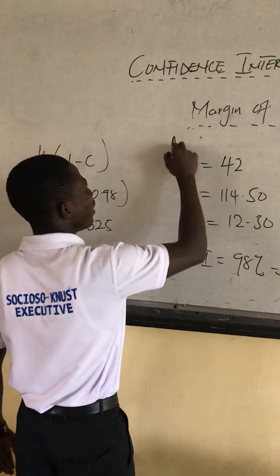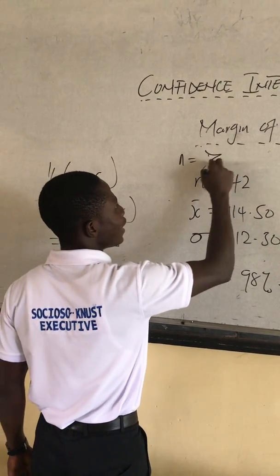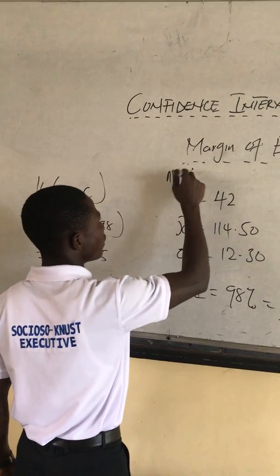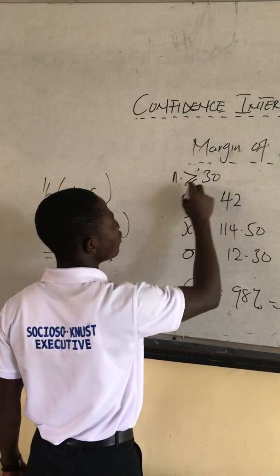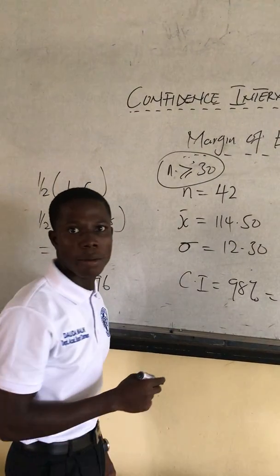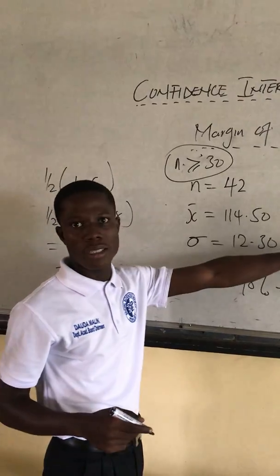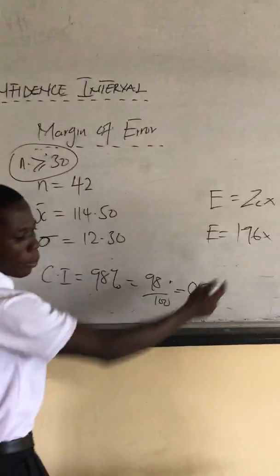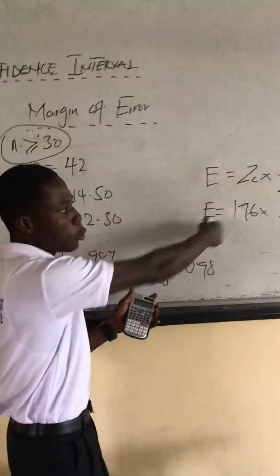So whenever your n is greater than 30 or equal to 30, it means you are using the large samples, and the large sample is the z. So now this is the formula. You just pick your calculator, then you point this one there.